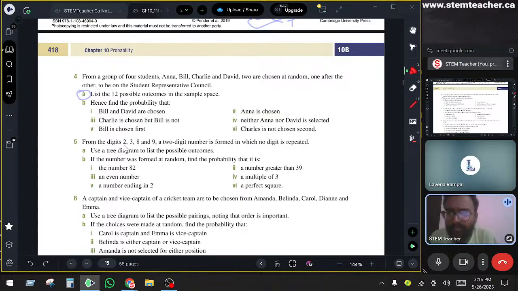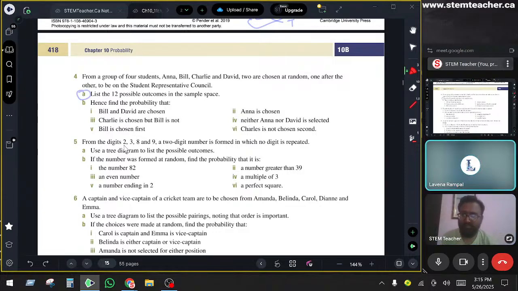Hence, find the probability of BD. Are there any BD chances, with Bill and David? 2. So what is the probability? 2 over 12, so 1 over 6, right? What about the second one? Anna is chosen. How many ways has Anna been there? 4, 5, 6. 6 over 12. So 50-50.